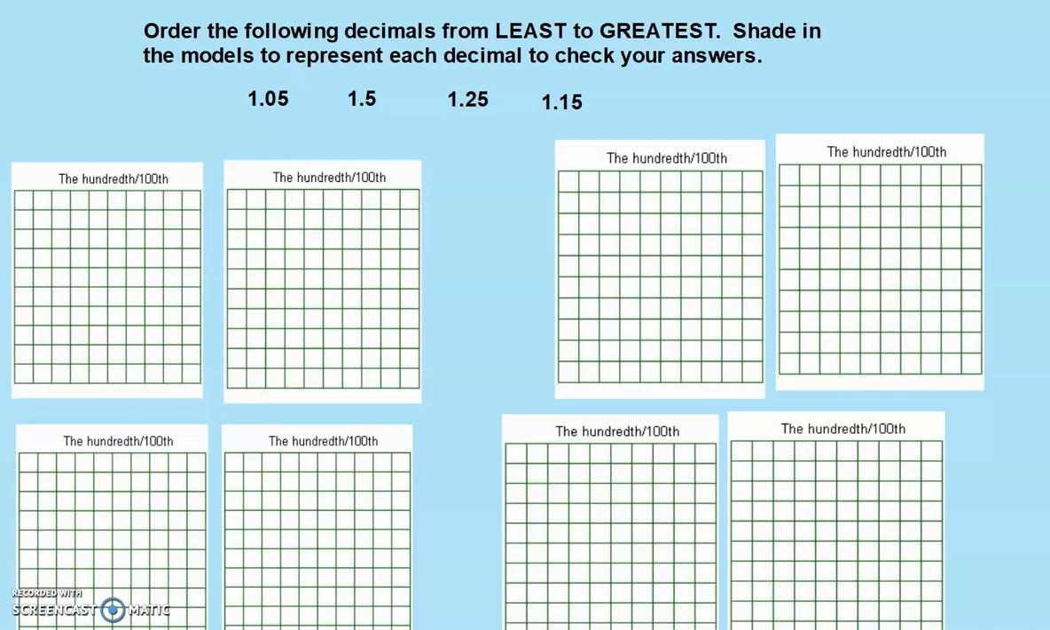Now, this one you're going to order from least to greatest. So first you need to model each one, and then you can order it least to greatest. So you can pause the video before you check your answers. So I'm going to do this. First one is 1 whole, and that is 5 hundredths. So I'm going to put this here.